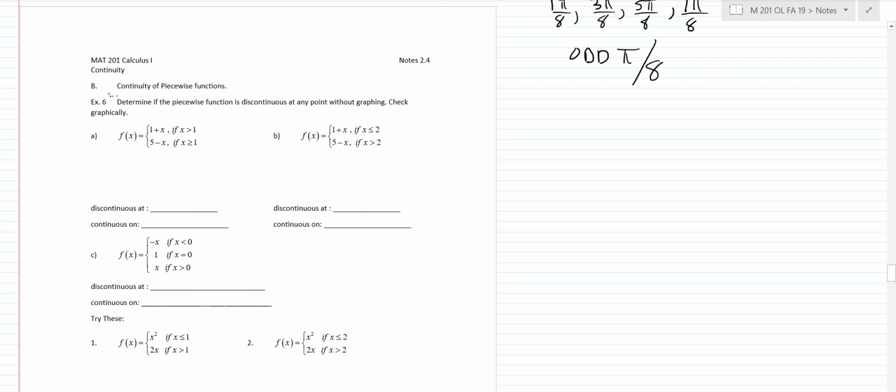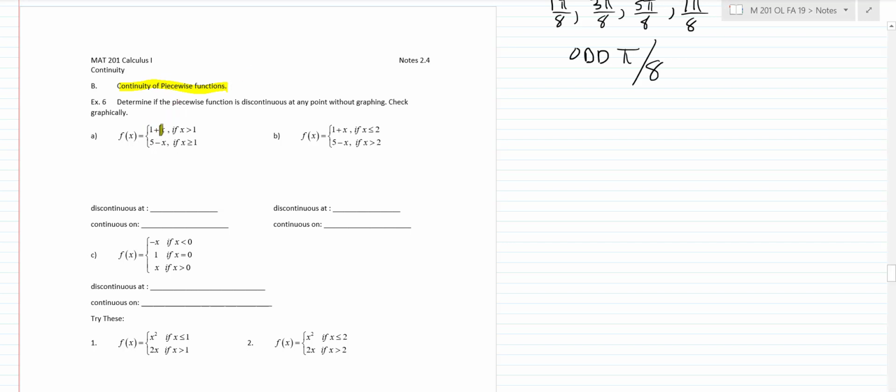All right, so this time what we're going to look at is piecewise functions and the continuity of a piecewise function. What we're going to try to do is look at a piecewise function. I've given you a value where there's a potential for there to be a discontinuity. So we're going to try on this piecewise function, figure out where it's discontinuous and where it's continuous.